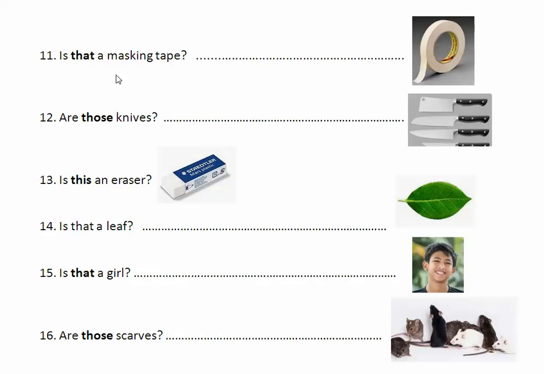Exercise 11, is that a masking tape? Look at the picture. The object is very far from the question. That's why we say that. Are those knives? They are far from the questions. So tell me if it's negative or affirmative. Number 13, is this an eraser? It is near the question. Is that a leaf? The leaf is far from the question. Is that a girl? Look at the picture. And are those scarves? Look at the picture.